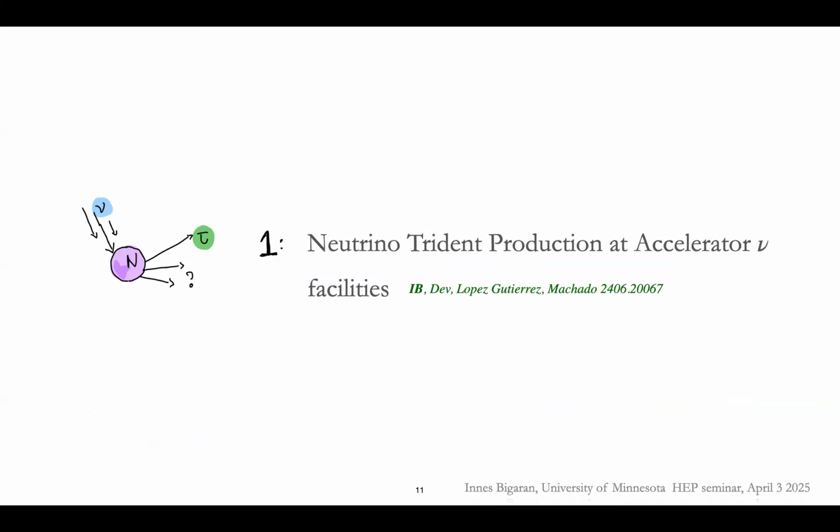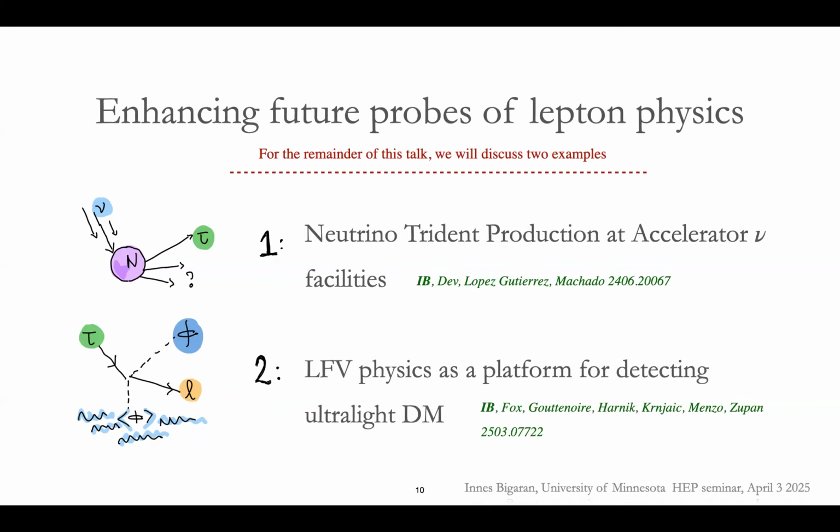Sorry, may I ask a one-line question? If you're really interested in flavor violation and its relation to new physics, what's the advantage of probing lepton flavor violation in comparison with quark flavor violation? It's complementary, depending on what you happen to be looking at.